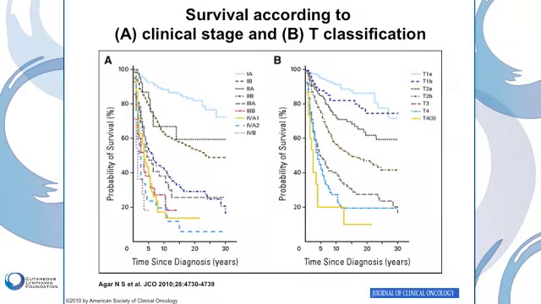The impact that the stage has on the natural history and the prognosis of the disease is shown in this slide right here, which is taken from a study by a British group, which was published just in the past couple of years. Essentially, the two panels, A and B, show what the overall probability of survival over a relatively long period of time, which is about 30 years here, is according to the stage.